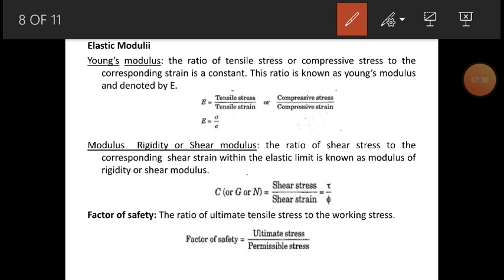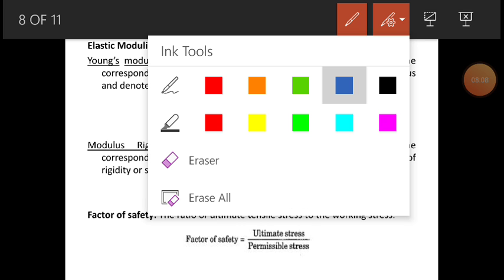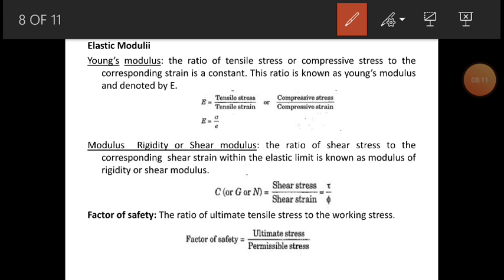The ratio of tensile stress or compressive stress to the corresponding strain is called Young's modulus. The ratio between the compressive stress and the compressive strain is called Young's modulus or elasticity modulus. The stress is denoted as sigma upon e, small letter e. This is what Young's modulus is. Next is rigidity modulus or shear modulus.